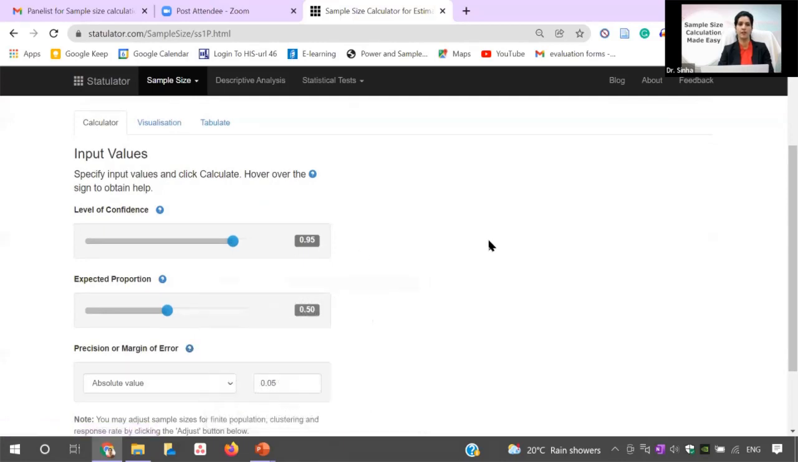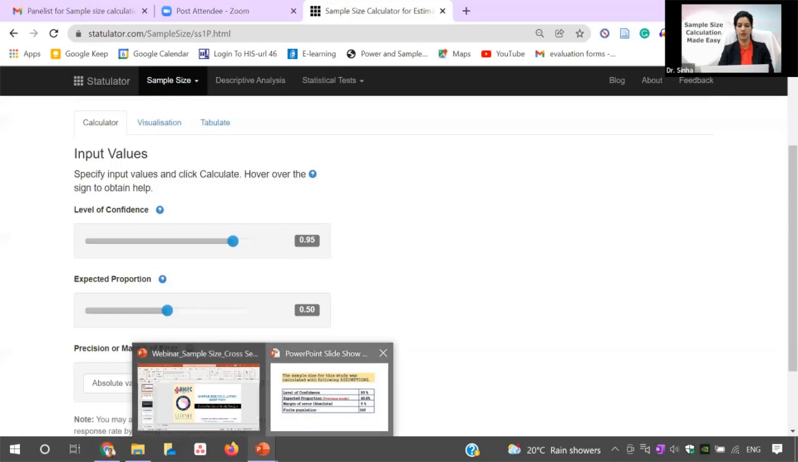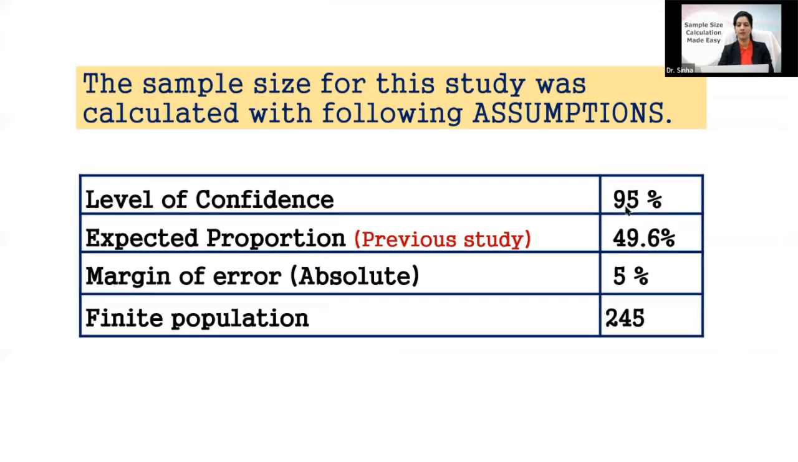So this margin of error we have talked about, like if you take the absolute margin of error in this case, so what is the level? The level of confidence was 95%. So I'll again show you this. Just see this. Level of confidence is 95%. Population correction 245, finite population. Margin of error is 5%. That is absolute. And this 49.6 the author has taken from the previous study.